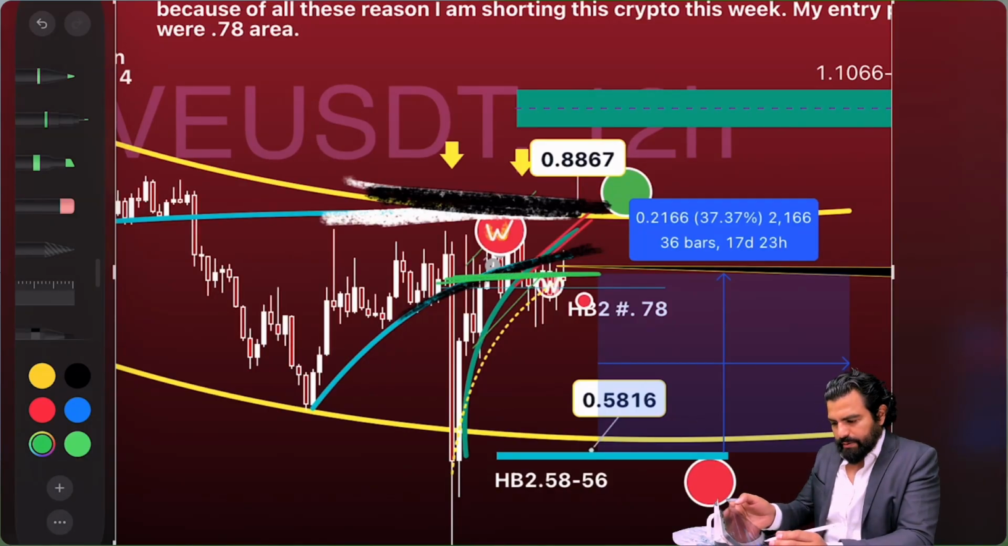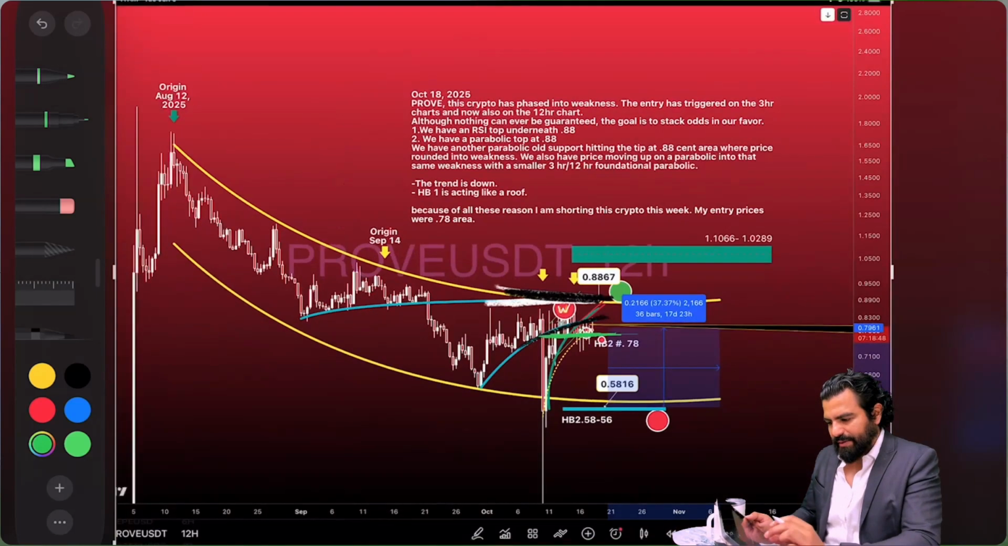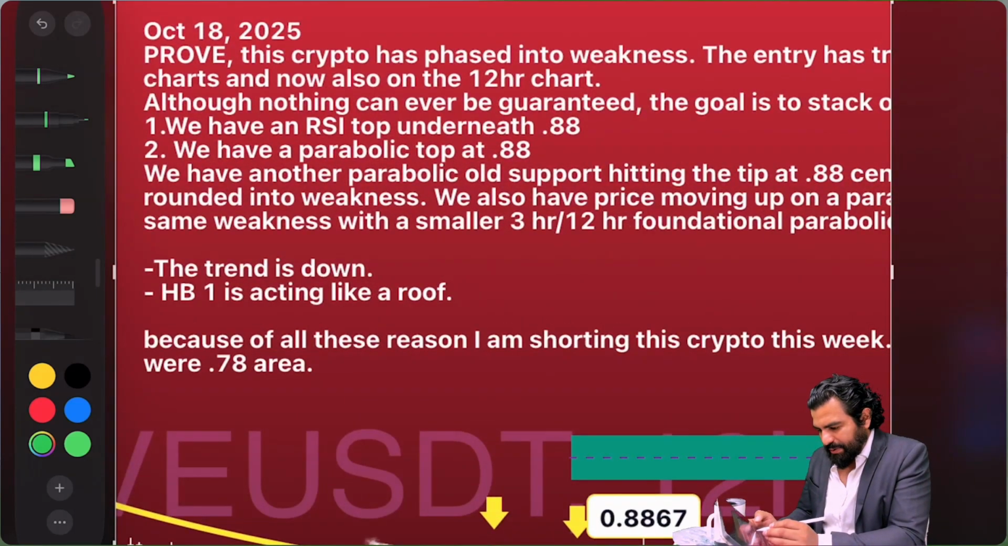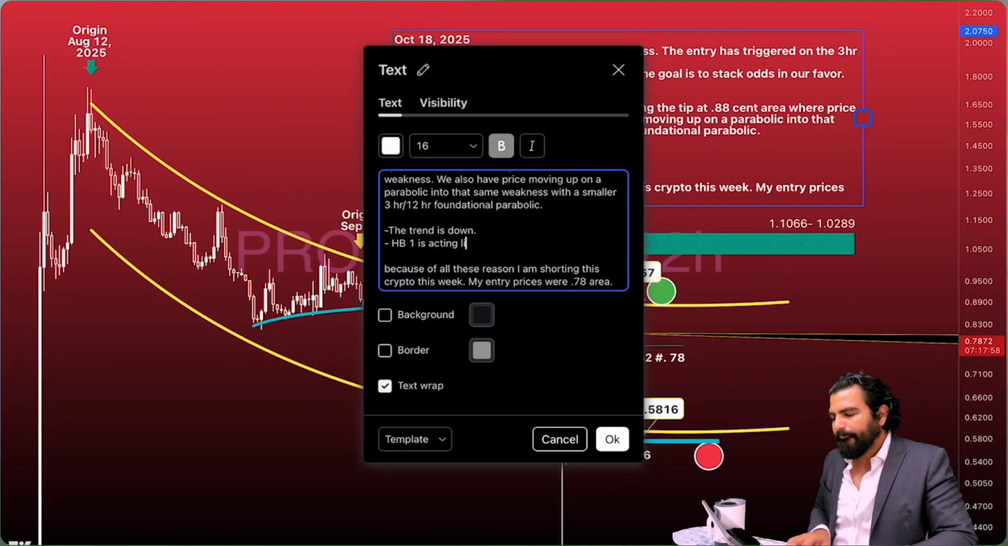Weakness. Oh no. The HB is not on top right now. It's on bottom. Oops, I shouldn't say that one. I need to write that. HB one is not acting like a roof. Not yet. Okay. It's acting like a support.